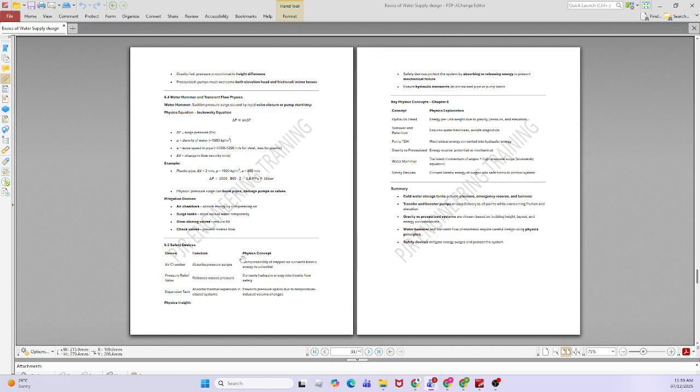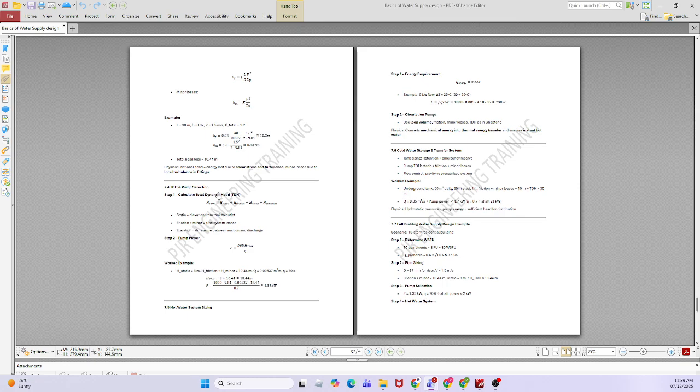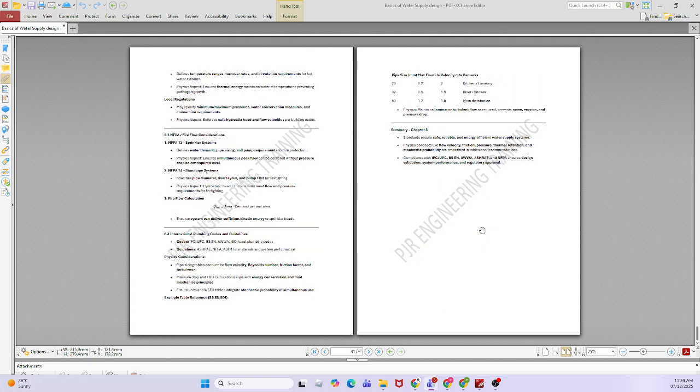Okay. So then you can see that there are some worked examples here. Whatever we discussed before, you can see the worked examples like WSFU calculation, calculate total WSFU, probable flow demand, pipe sizing, how to calculate the pump selection, how to calculate cold water storage, how to calculate the flow, and a full building water supply design example. All of it is given here based on the standards, right? So this guideline will give you the overall picture for the water supply design, okay, based on the physics explanation. Clear? Yes, sir.